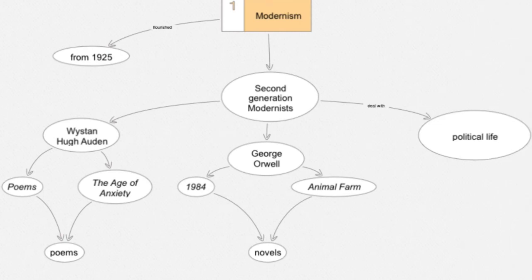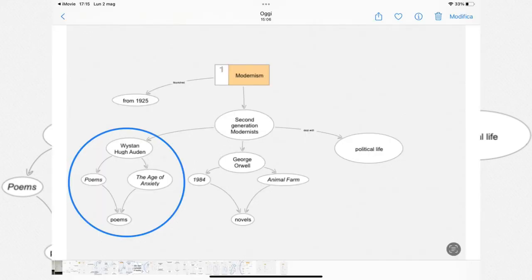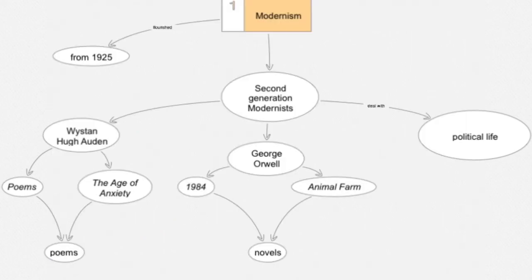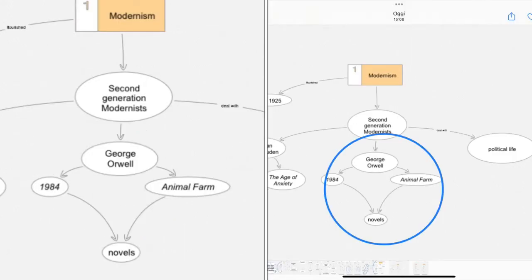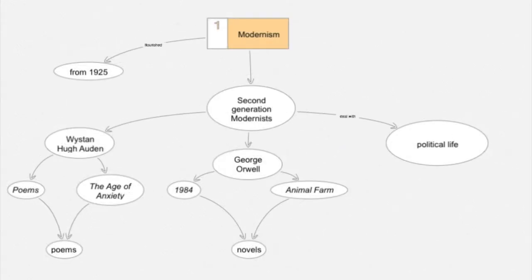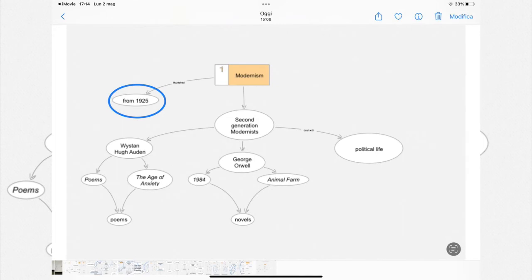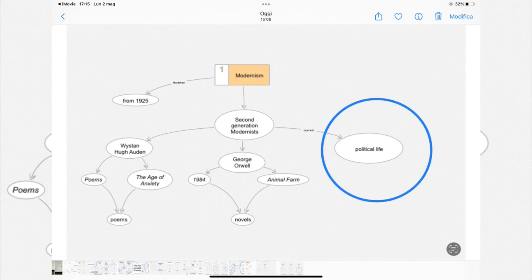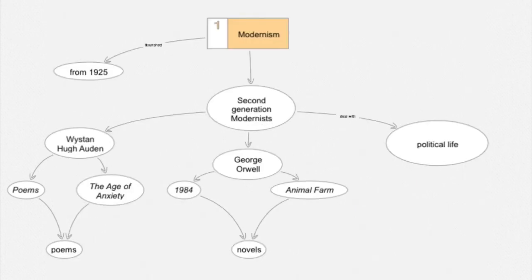The second generation modernists were primarily Winston H. Auden, who wrote Poems and the Age of Anxiety, as well as George Orwell, who wrote 1984, a novel, and Animal Farm, a novel. They are artists who worked and produced from 1925 onwards. Their distinguishing feature is that they participated in political life. For example, many intellectuals fought in the Spanish Civil War against the fascist General Franco. All of these authors express their political views in their writings.